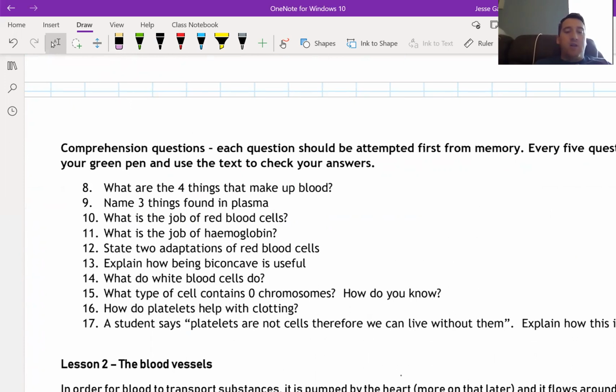Number 12, what are two adaptations of red blood cells? I would say they have no nucleus and they contain hemoglobin. 15 might be tricky. What type of cells contain 0 chromosomes? How do you know? Okay, that would be the red blood cell. They don't have any chromosomes. And how do you know? Well, they don't have any nucleus. So they don't have any nucleus, no DNA, no chromosomes.